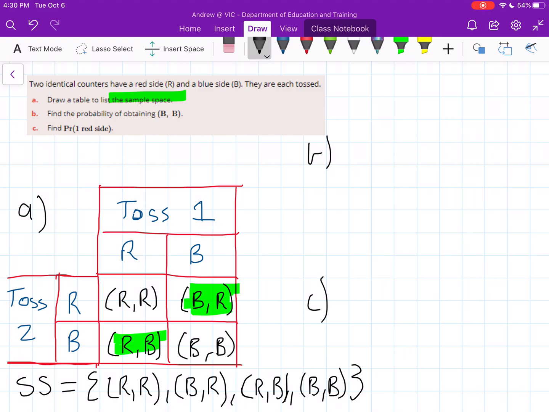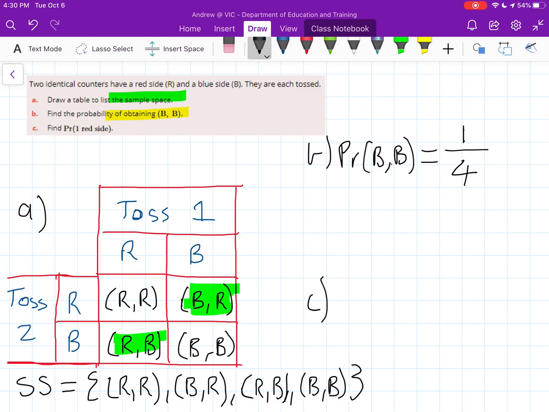Now we need to try and work out some probabilities. In part B, find the probability of obtaining blue and blue. Just remember, probability is equal to our amount over total. So the probability something is going to be blue and blue: we need to look at how many times this can happen, which hopefully we realize is just the once, in that bottom right hand corner. It's the one option there. And then how many options do we have in total? Our sample space has 4 options, so our total is 4. So the probability of blue, blue is a quarter.